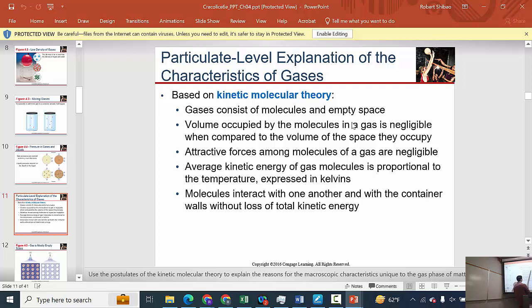So gases consist of molecules in empty space. The volume occupied by molecules in the gas is negligible when compared to the volume of the space they occupy. So most of the space in this room is empty. If I were to take all the gas particles in this room and liquefy them, what would the volume be? The volume would be very small, because there's so much empty space in this room. We could liquefy air by cooling it down and make liquid air. There's a company called Liquid Air.